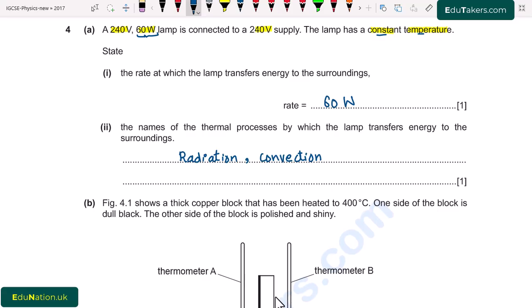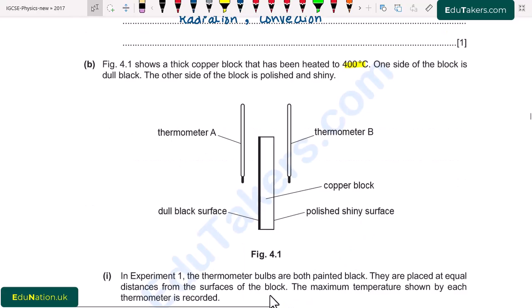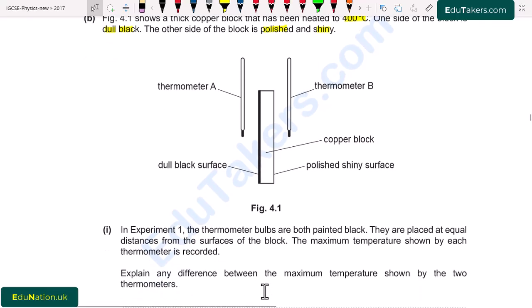And the second one there will be the convection, that is due to the air currents. So these are the two methods by which the lamp transfers energy to the surrounding. One shows a thick copper block that has been heated to 400 degrees C. One side of the block is dull black. The other side of the block is polished and shiny.